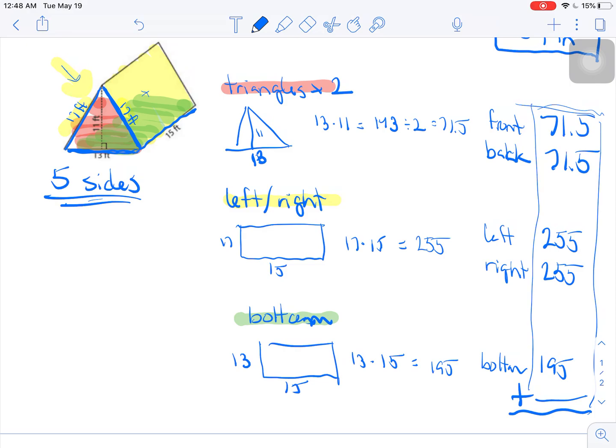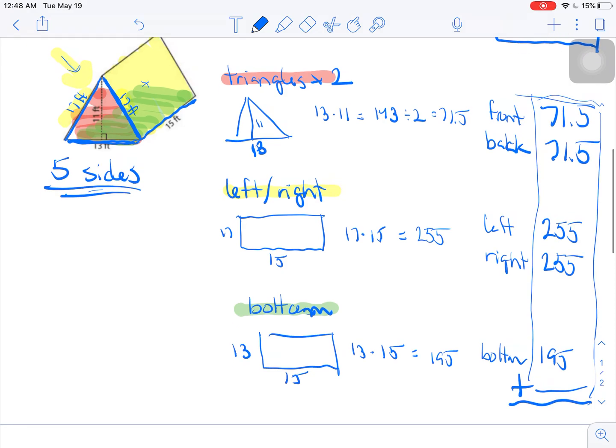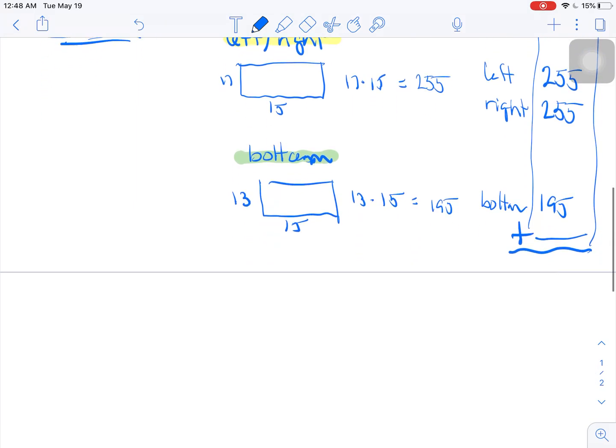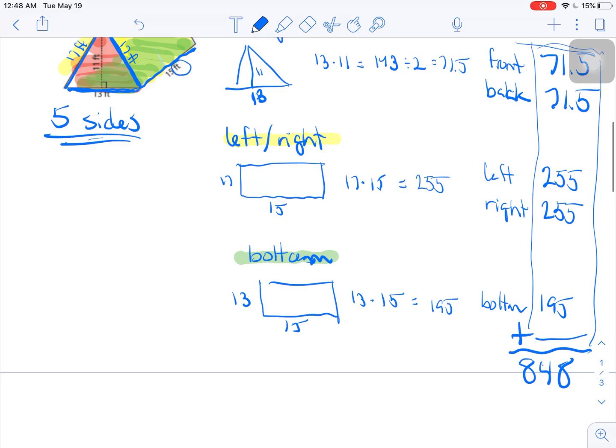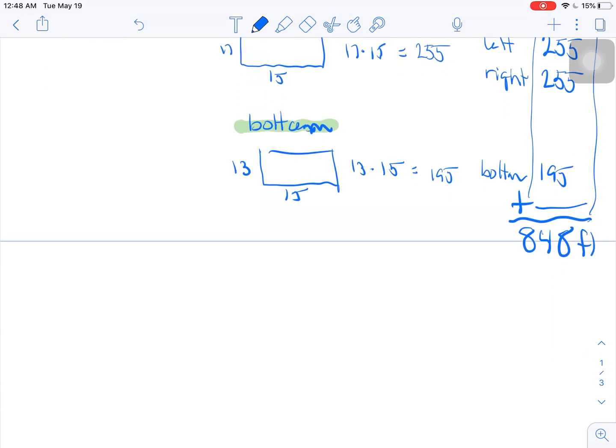So a triangular prism will always have 5 sides, the 2 triangles and then the 3 rectangles that are connecting those 2 triangles. So our last step is just going to be to add all of this up. So 71.5 and 71.5 is 143. Plus our left and right, 653, plus the 195 gives us a grand total of 848. And again, these are square units.